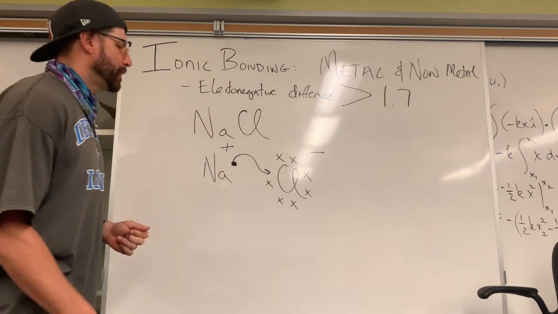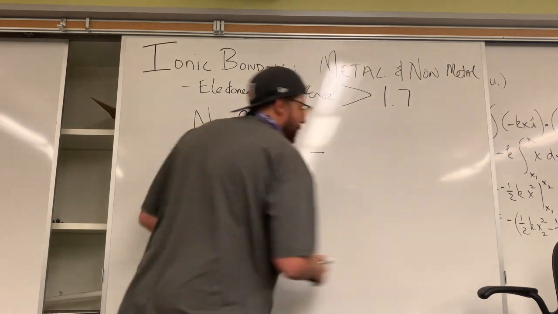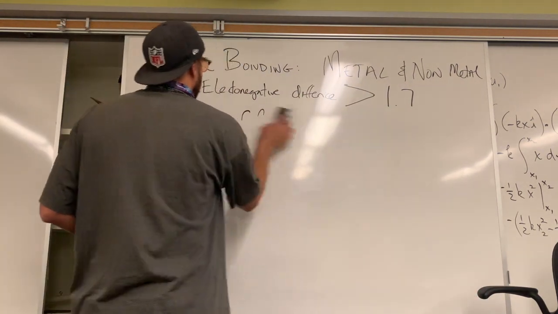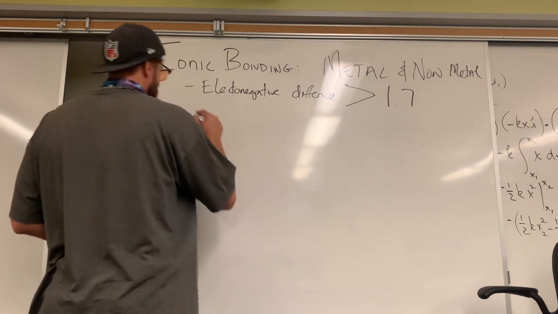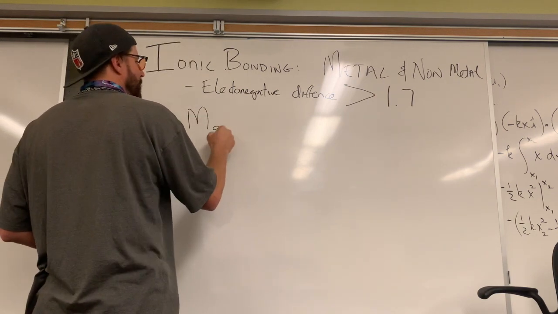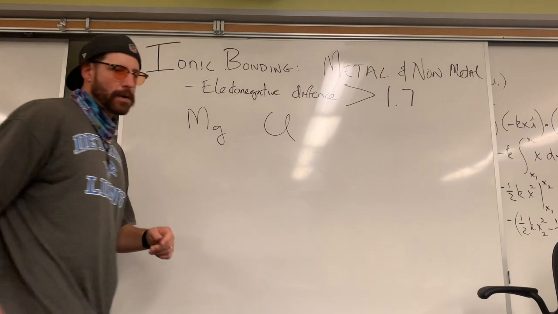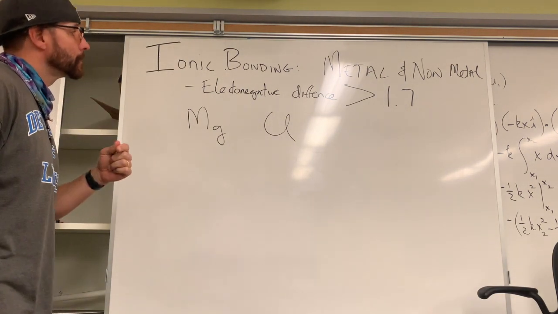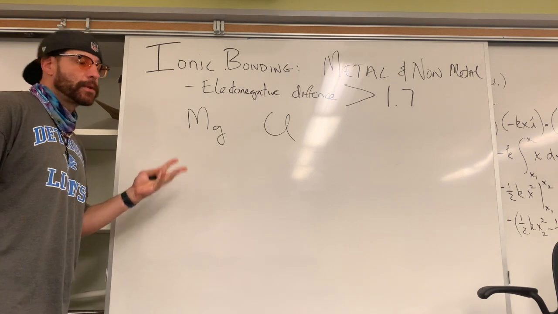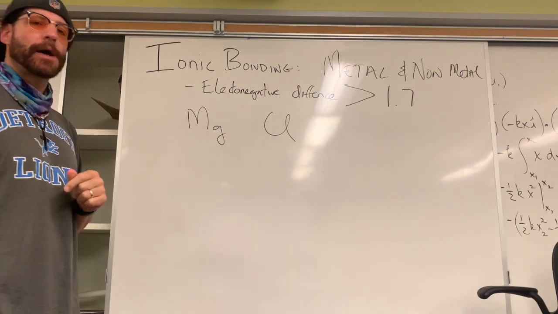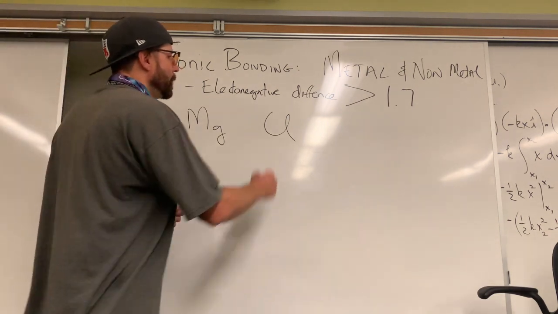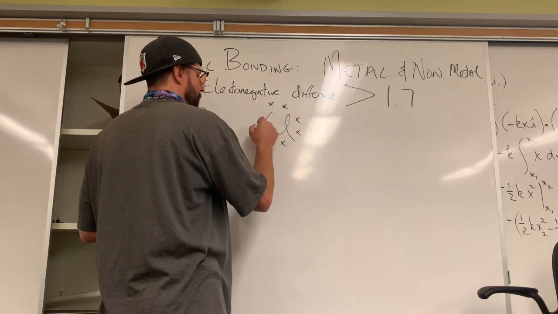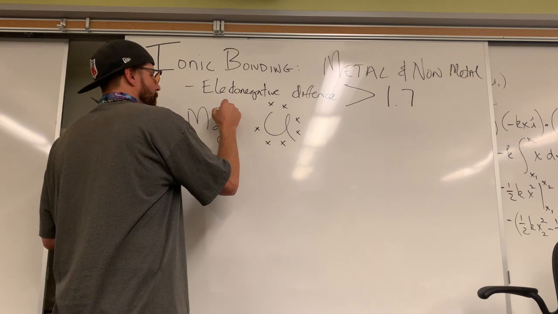But what would happen if we had something different, like magnesium chloride? I'm going to give you a second here again. What if we have magnesium and chlorine? And these two things are going to bond together. What's going to happen there? Well, look up again, first on your periodic table, how many valence electrons does each have? We just talked about chlorine. It has 7. Magnesium has 2.